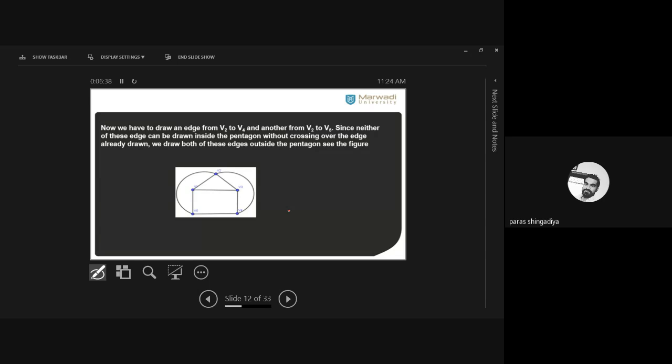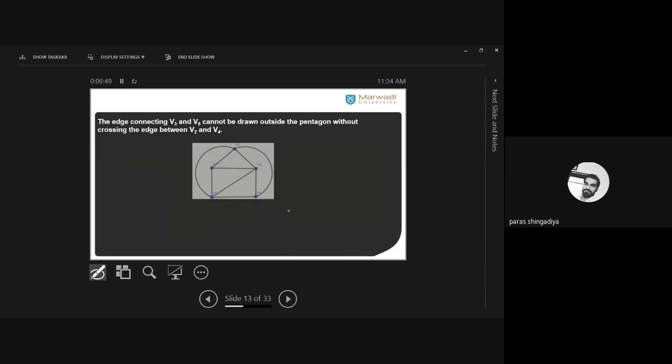How many edges have we considered? 8 edges. 5 are the boundary, 2 are outside the boundary, and 1 is inside. So still 2 edges remaining. So let's consider these 2 connections. One connection is V1 to V4, and the second is V3 to V5.